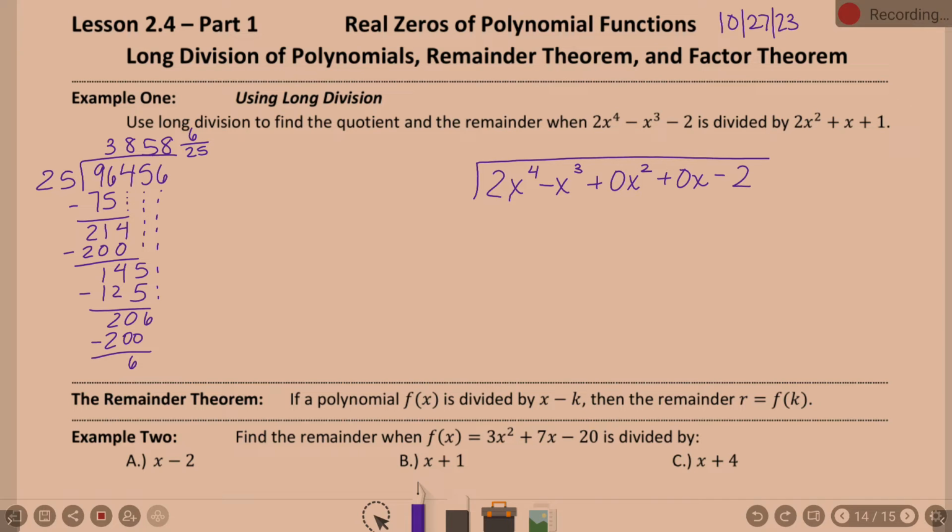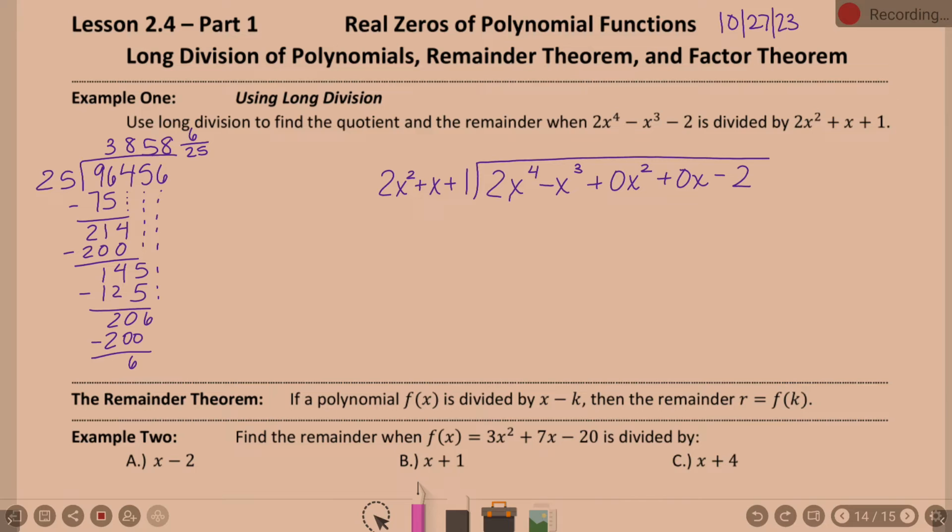Divided by 2x squared plus x plus 1. Now, I went too fast there. Did I need placeholders there? No. That one I have x squared, x, constant, so we're good. Okay, so that's one thing.